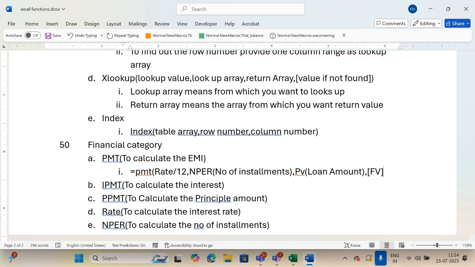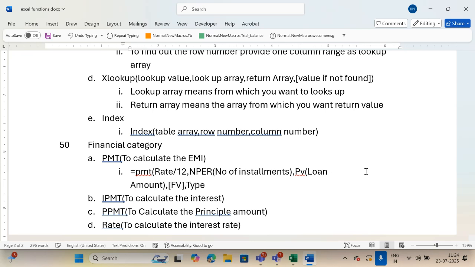What will be the amount I will get after 10 years or after 15 years, so that is the future value, maturity value, comma, type. Now type is again a very important thing. Whether it is beginning of period, beginning of month, or end of the month.